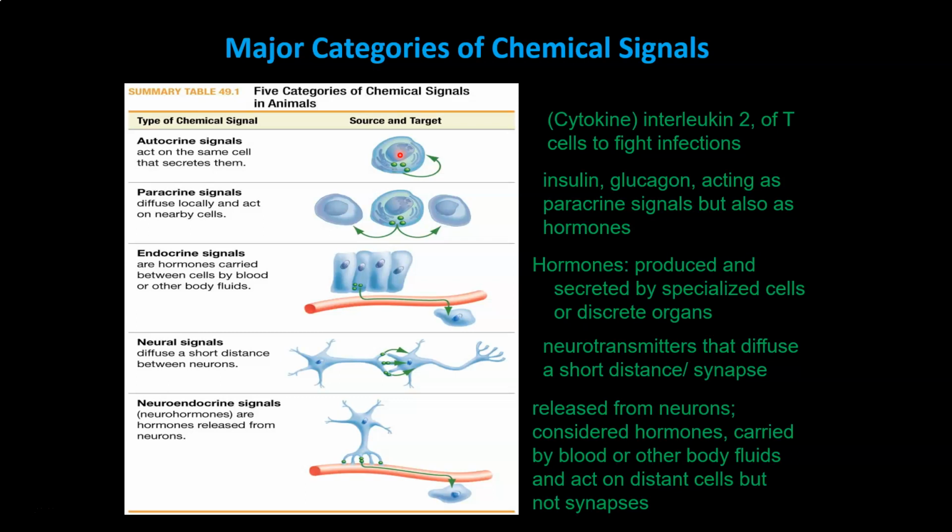Endocrine, also known as hormones. Endocrine signals are also known as hormones. So these categories may not be necessarily mutually exclusive, okay? Because now already you know that endocrine and paracrine have some sort of similarities. Endocrine signals, by definition, they are hormones.